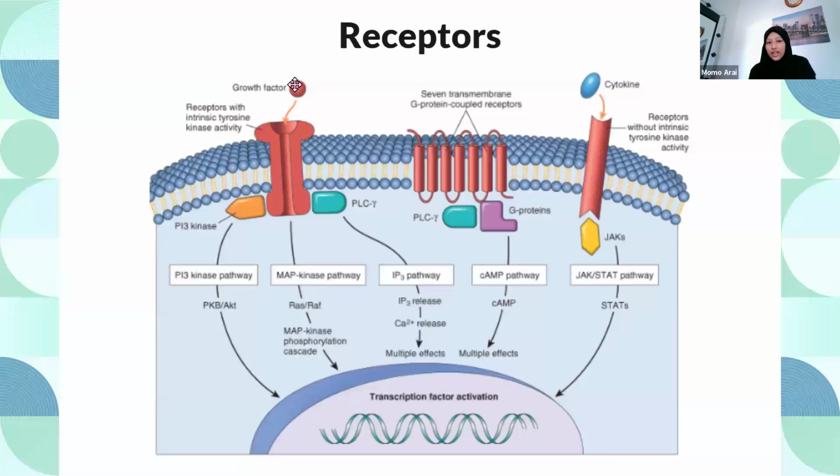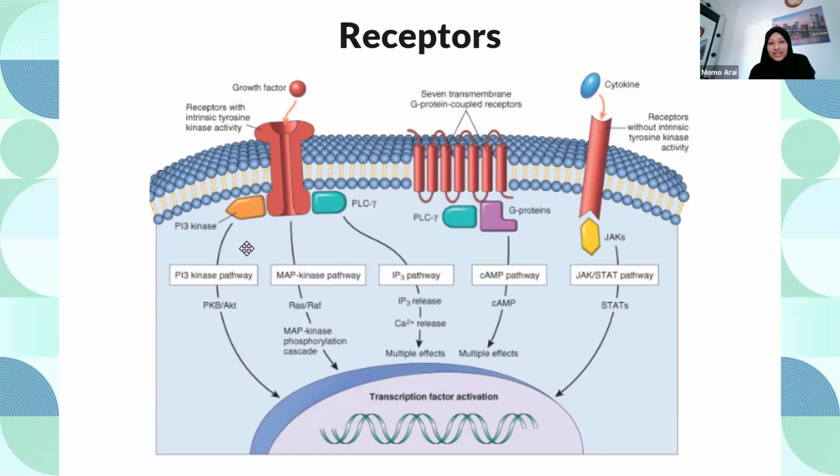So when a growth factor comes and attaches here, it will phosphorylate itself, and it will also bring forward other substances, other kinases, okay? And there are three different pathways it can go through: PI3 kinase pathway, this one, MAP, and IP3. I know it's a bit all over the place.